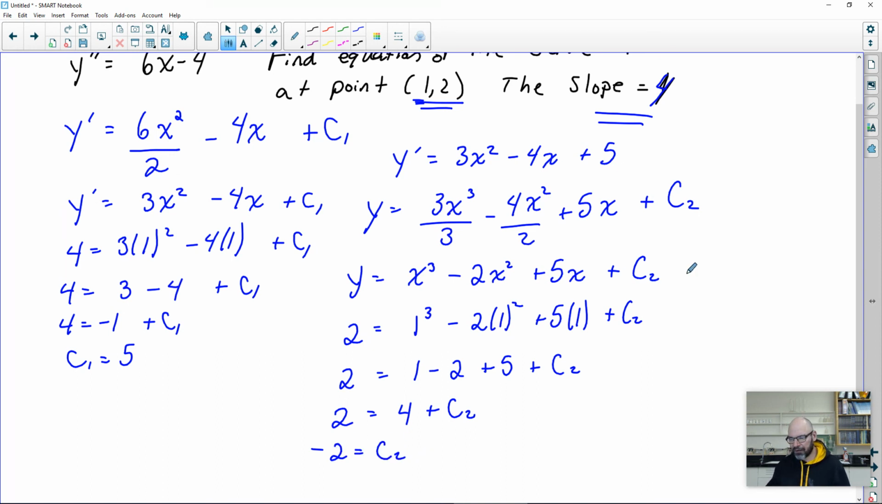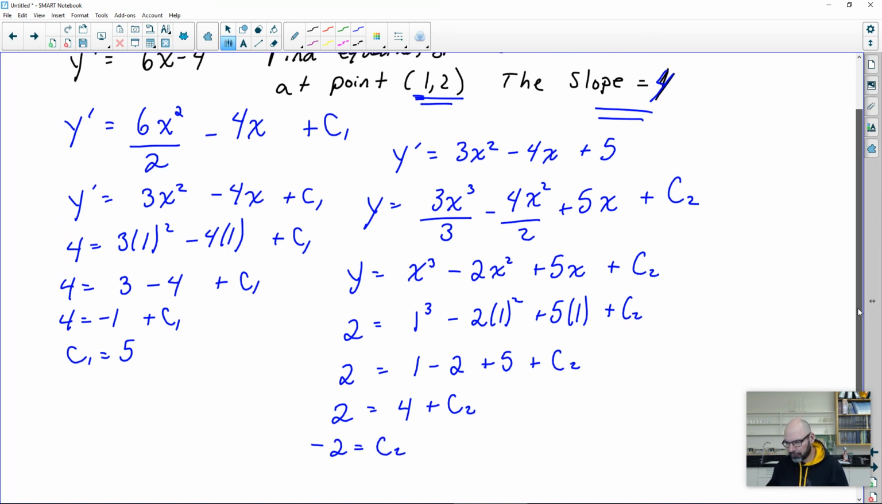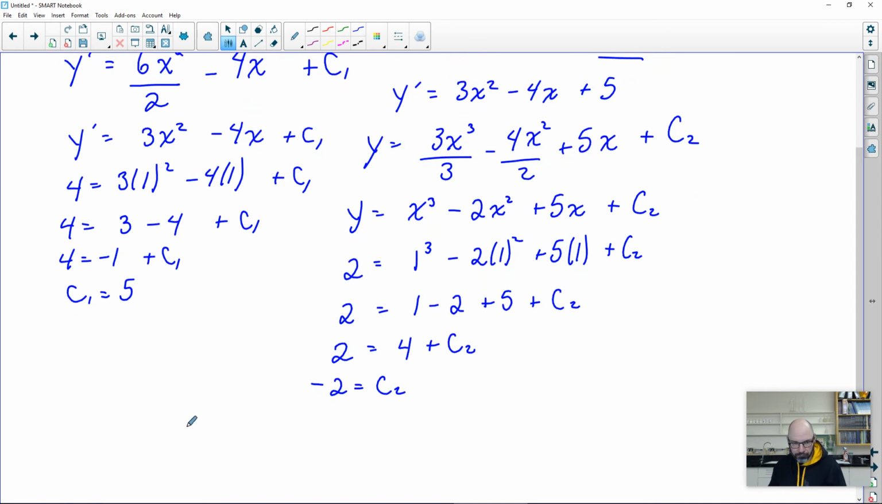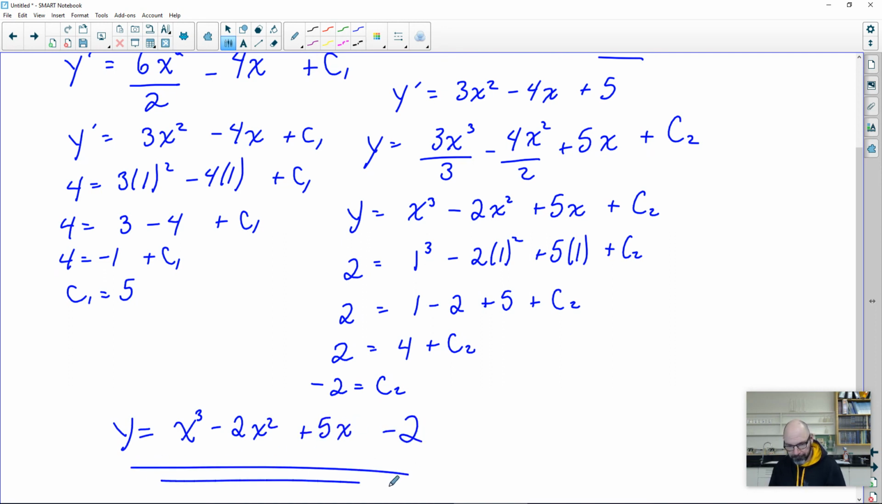So now we can state our final value for the y curve. Y would then equal x cubed minus 2x squared plus 5x minus 2. Okay.